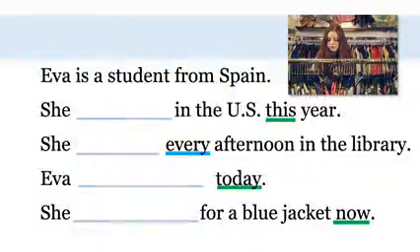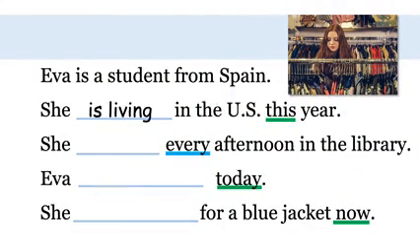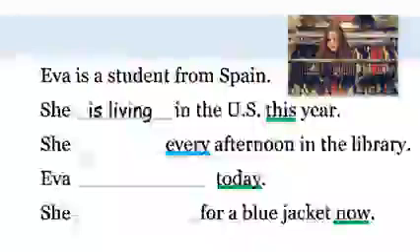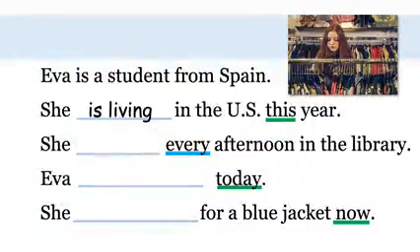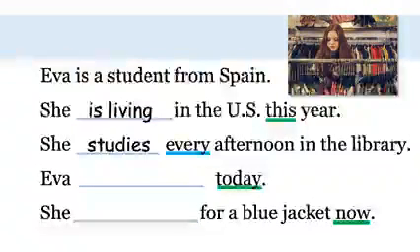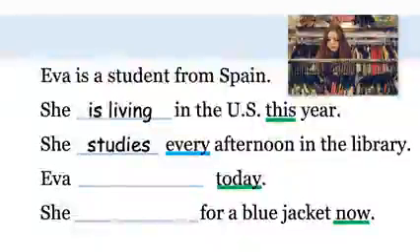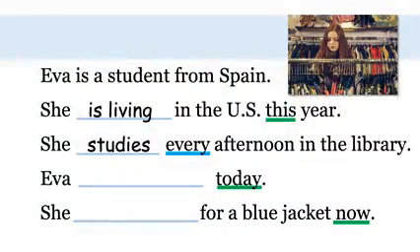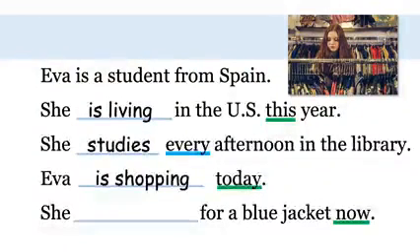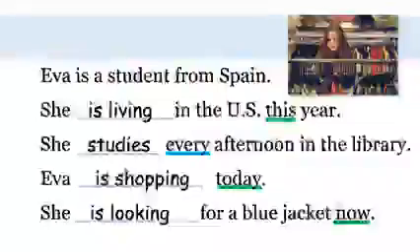Ava is a student from Spain. She is living in the U.S. this year. This year tells me it should be present progressive because it's happening now. She studies every afternoon in the library. Every tells me it happens this afternoon, tomorrow afternoon, the next afternoon. That means it needs to be in the simple present. Ava is shopping today. Today tells me present progressive, now. And she is looking for a blue jacket now. Well, now is happening now.